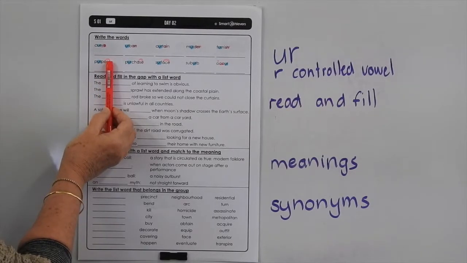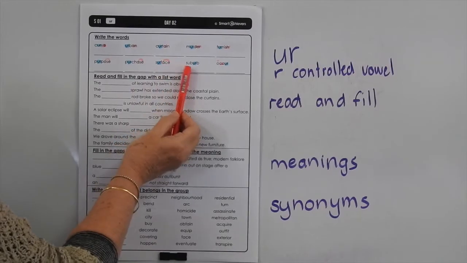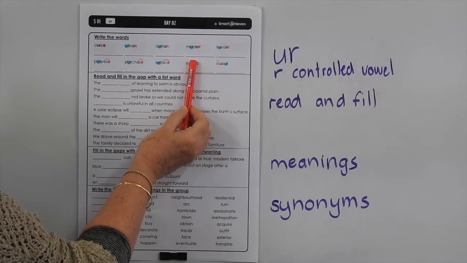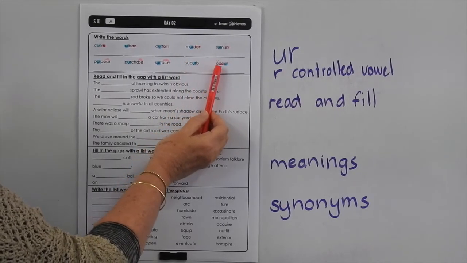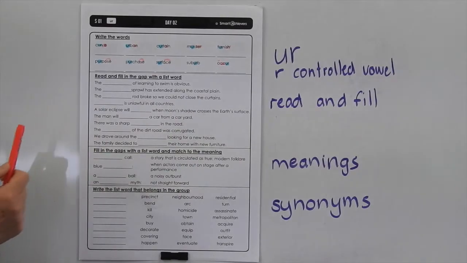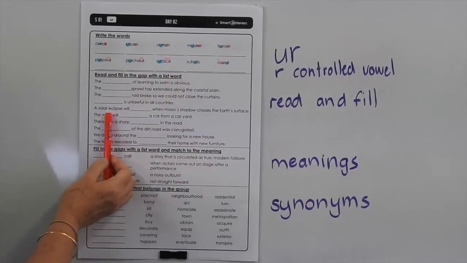Purpose, you've got the E making the previous vowel long in these words. Purchase, surface. In suburb, you've just got that prefix sub onto herb, and occur, you've got a short vowel sound, that's why you're doubling the C after it. Now here, you've got to read and fill in the gap with the list word.